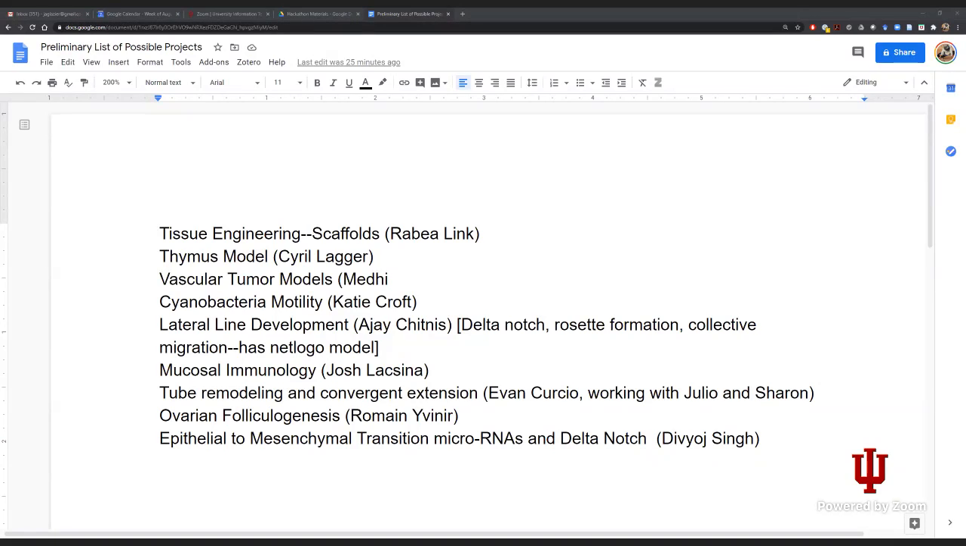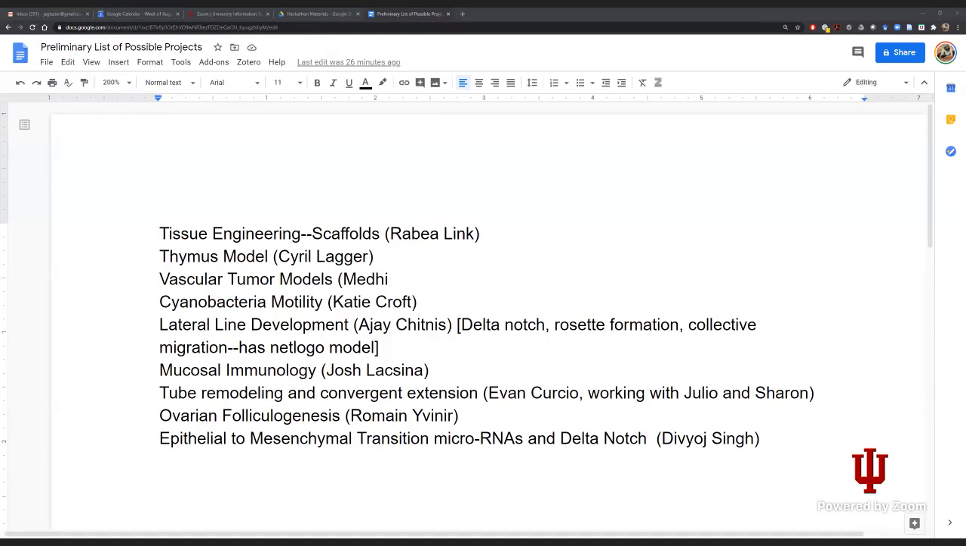Again, deleting it doesn't mean that you can't reform it or that you can't work on it. I was just trying to organize groups that are a little bit more substantial. So in that case, we would have this nice tissue engineering project, a project thinking about thymus modeling and other kinds of immune responses, a vascular tumor group, a bacterial motility group, a model on collective migration, maybe in lateral line or in tubulogenesis. Actually, I've kept the tubulogenesis out as a separate one for the moment.